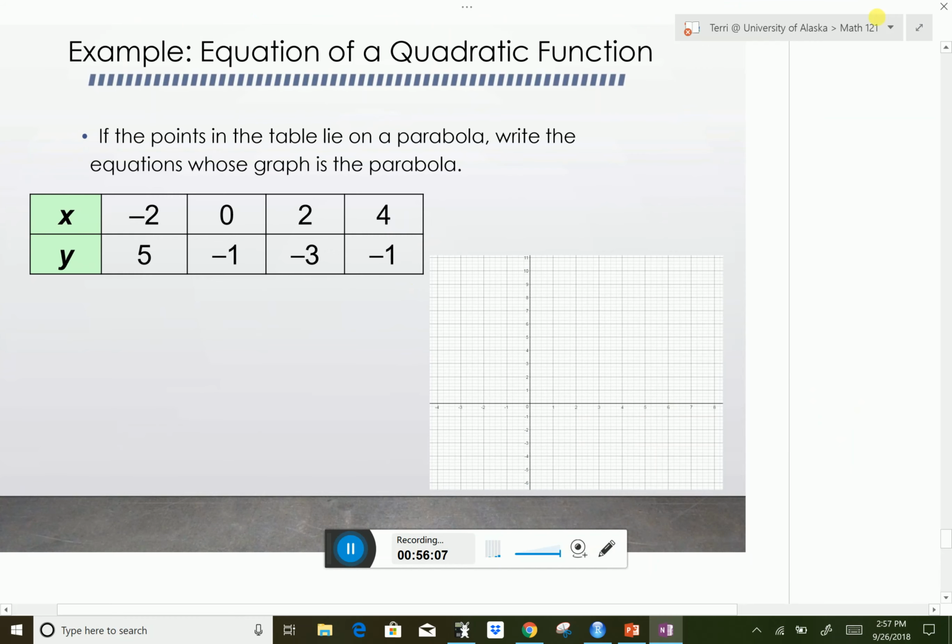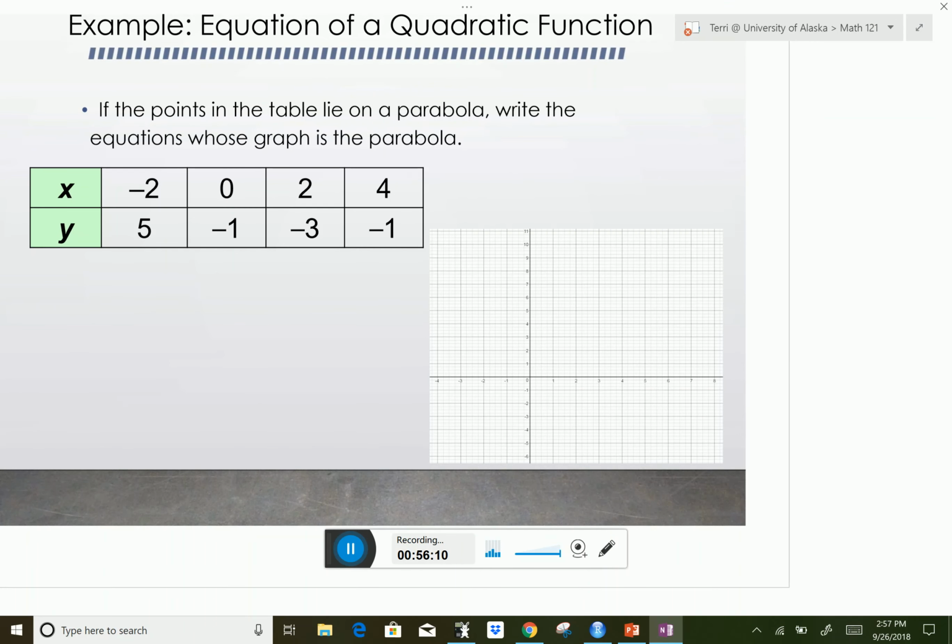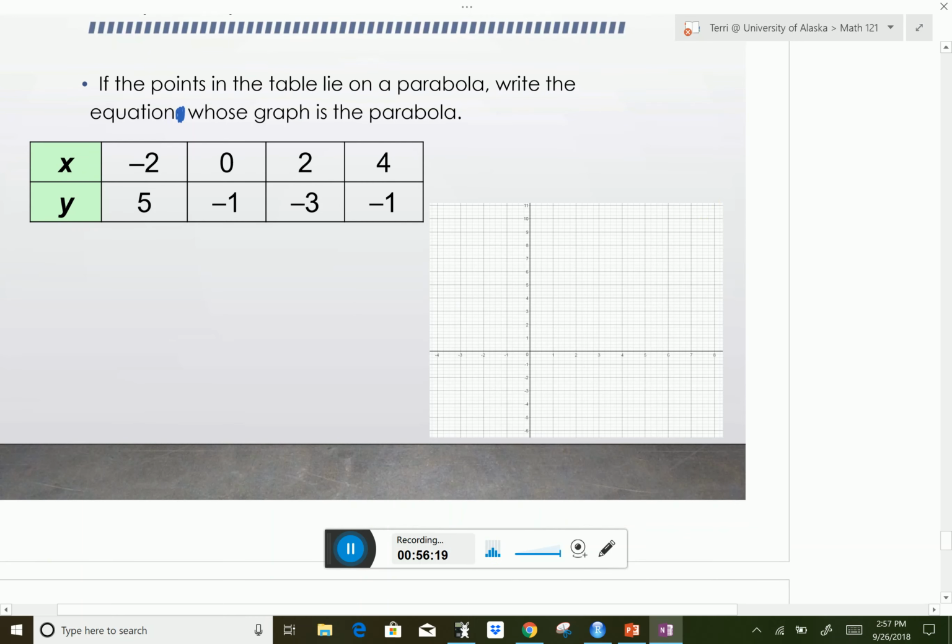All right. Let's look at this next one. If the points in the table lie on the parabola, write the equation whose graph is the parabola. Well, let's graph these real quick. -2, 5 is here. 0, -1, sorry. Y is -1. 2, -3. And 4, -1. So we found two that are the same. So that means we have some symmetry. So we know that this one right here is the vertex.